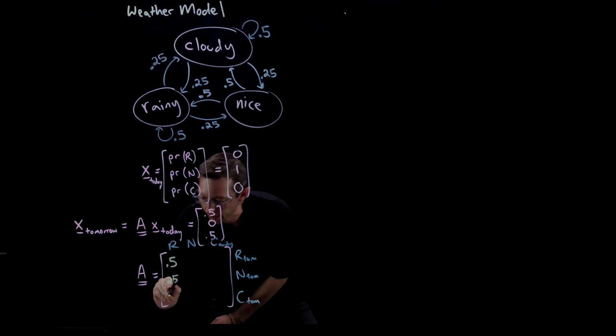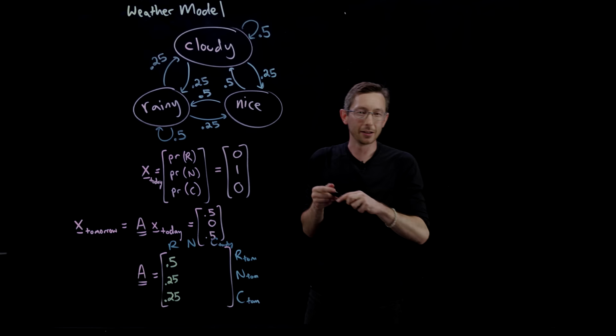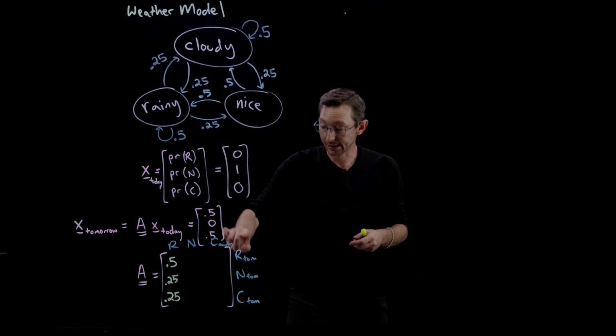And we can check, do our accounting, that probability has to add up to one. This column has to add up to one, because if it's definitely rainy today, something has to happen tomorrow. It has to be either rainy, nice, or cloudy tomorrow. So these probabilities have to add up to one.